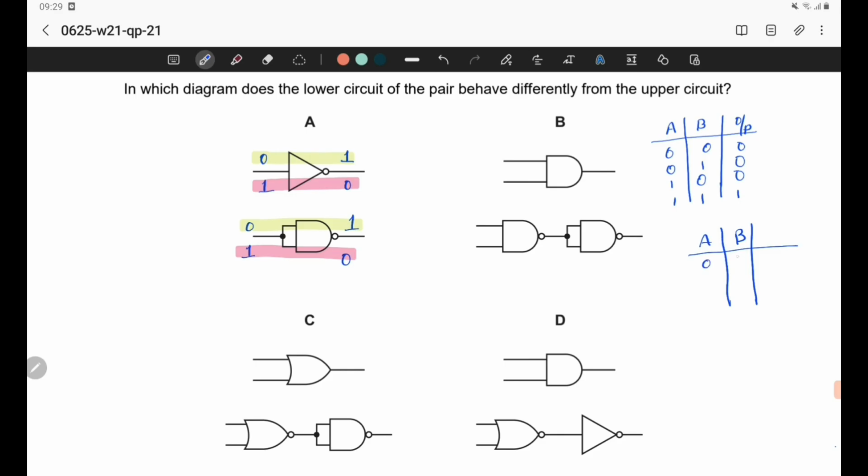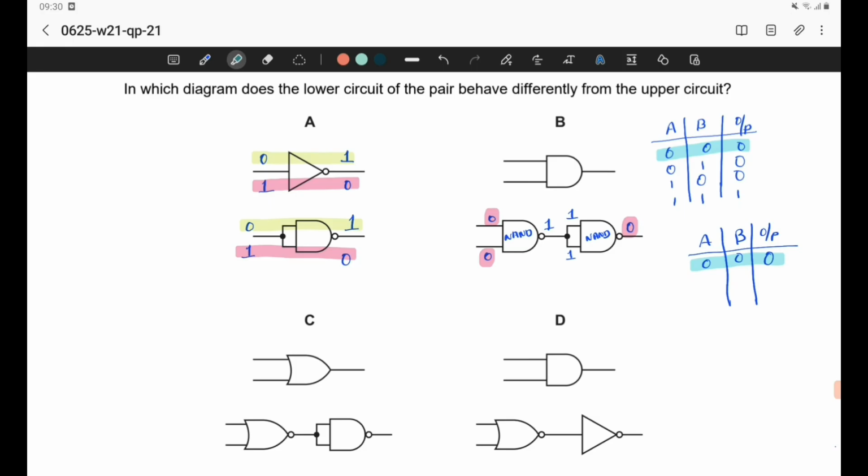The initial input is 0, 0. When we give 0, 0, since it is a NAND gate, the output will be just the opposite of an AND gate, so the output must be 1. Therefore, the inputs of the second NAND gate will be 1, 1, so the output is 0. Therefore, when we give 0, 0 as the input, the output is 0. Here we can see even when the input is 0, 0, the output is 0 for both logic gates, so they are not showing a different behavior. So option B is also not the correct answer.